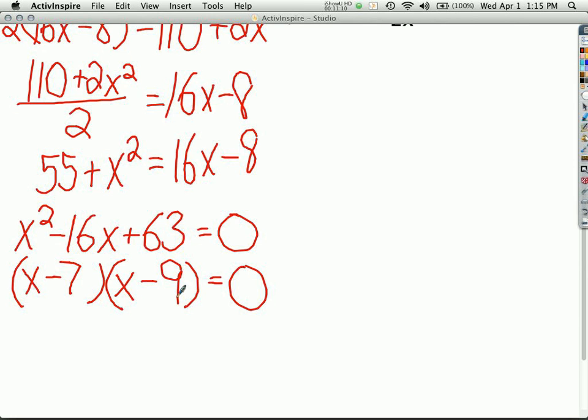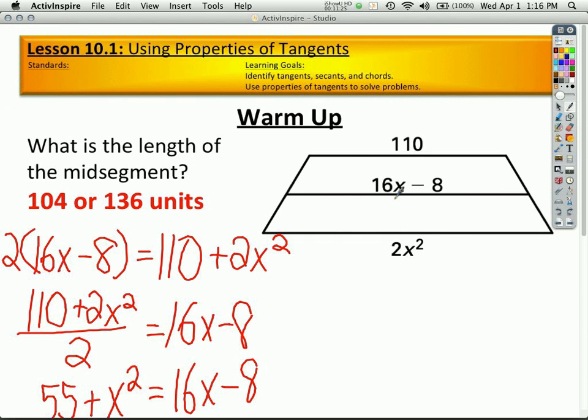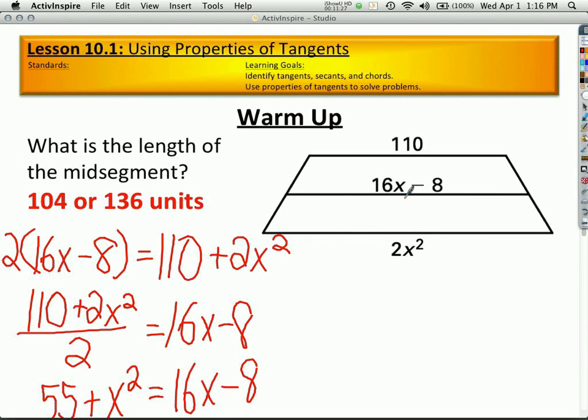To solve the quadratic equation, you set each factor equal to 0. So you set x minus 7 equals 0, x minus 9 equals 0, and you solve, and you get two values for x, 7 and 9. Plug them both in right here, and you get two different answers, 104 and 136.